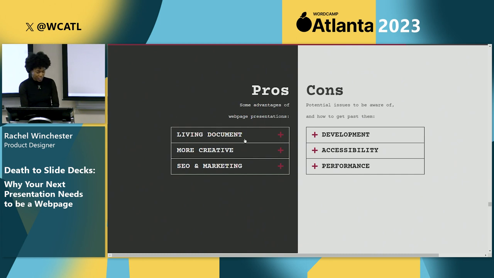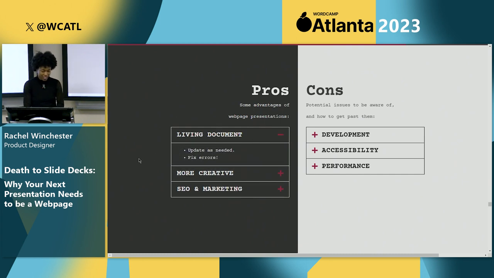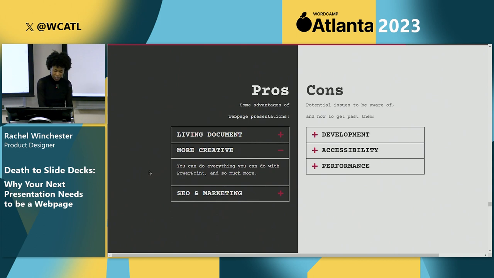So first of all, of course, it's a living document. It's a web page. You can update as needed. You can fix errors. If your brand changes, you can update the brand in the style guide, and it'll just transfer over to your web page. You can treat it as a web page, as we all know. We're all WordPress people here. You can be a lot more creative. So you can do everything you can do with a PowerPoint and so much more.